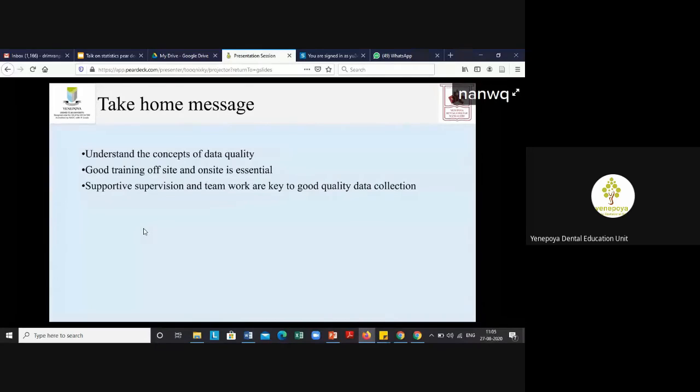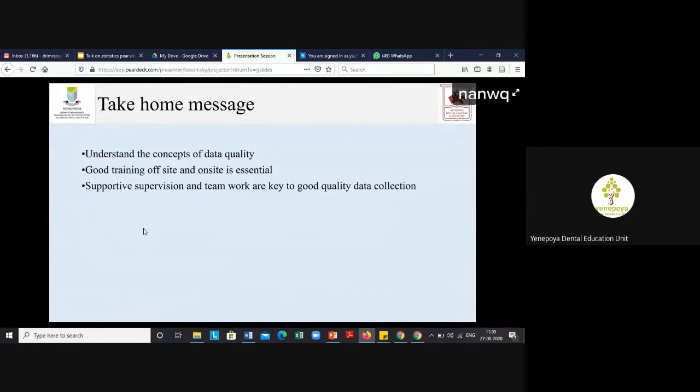Good training offsite and onsite is also essential. I have enough and more experience on this. If you give it to somebody else to collect the data, what happens? They might not put in all the effort that you have put in. So being there, asking them every time, did you collect this question? Small tips here and there will help. He will come to know, okay, he is watching me, he is seeing me. So that will help you. This is about onsite, which is essential.